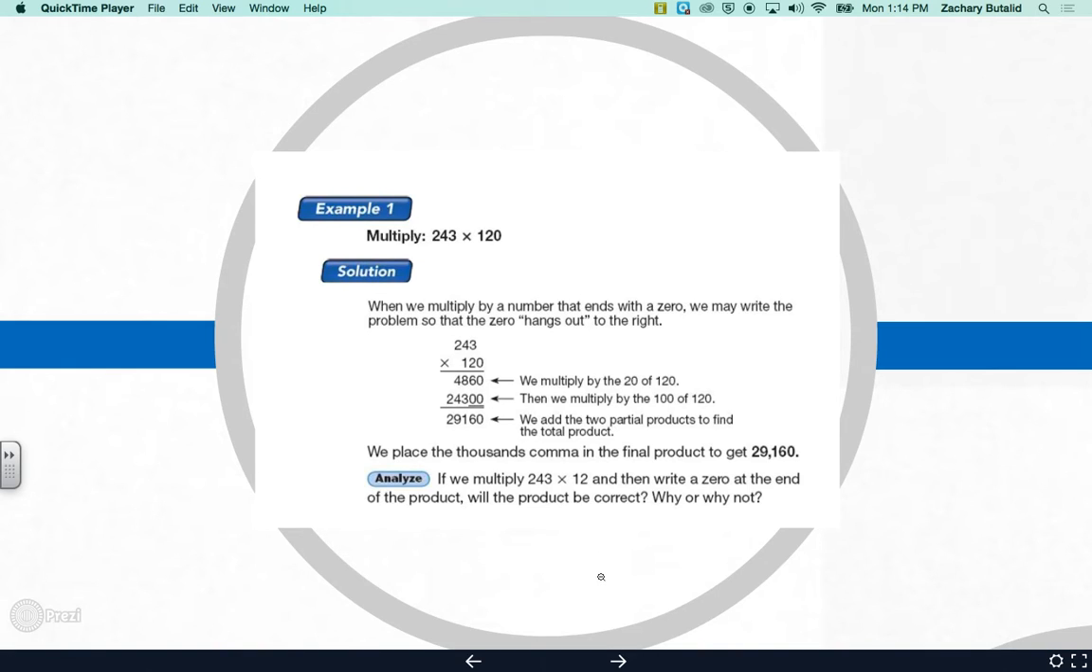Will your product be the same? Why or why not? Okay, try to figure that out.